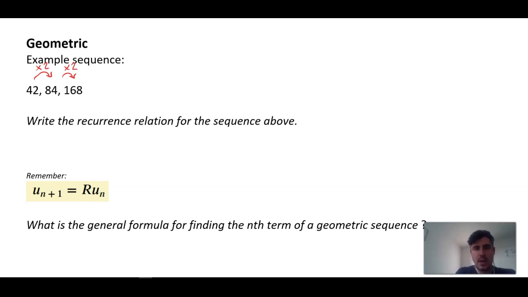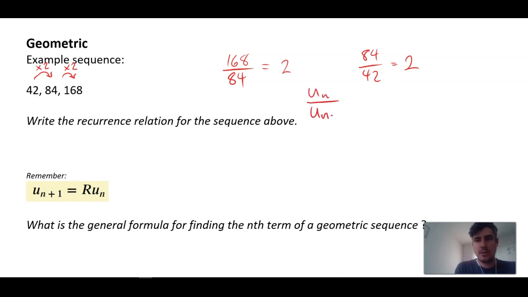The way you can tell that is if you get 168 and you divide by 84, it gives you 2. And if you get 84 and divide by 42, it gives you the same number. So in other words, un divided by un minus 1 equals r, and r is a common ratio. Just like you had a common difference, now we've got common ratios instead. And with the common ratio, we can find more terms in a sequence.